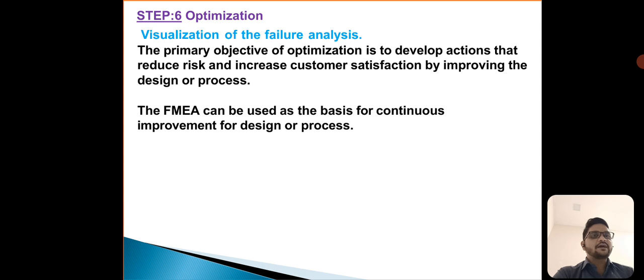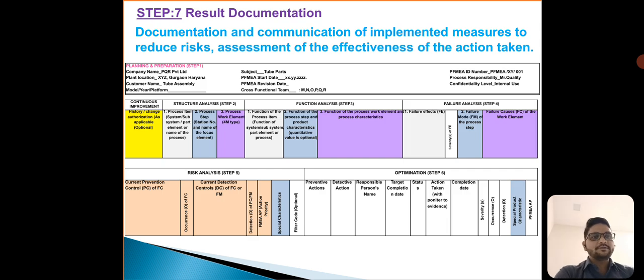Now next is optimization, like visualization of the process analysis. The primary objective of optimization is to develop actions that reduce the risk and increase customer satisfaction by improving the design or process. The FMEA can be used as the basis of continuous improvement of the design or process. That is already explained. Now the next step is step number seven, that is result documentation.